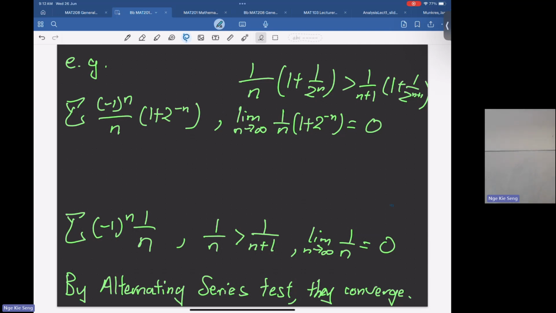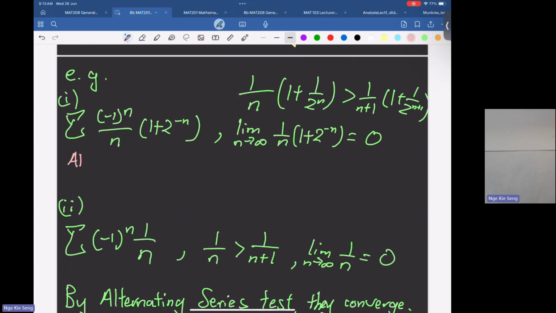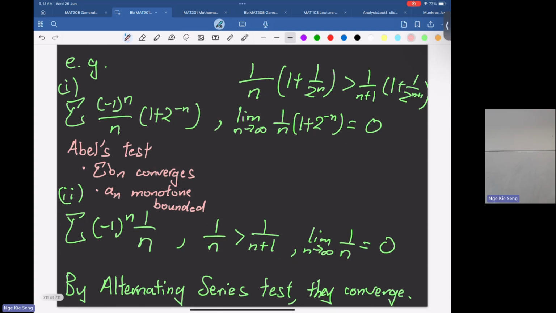Okay, so let's look at the first one. See if we can use Abel's test or not. For Abel's test, we require that the sum of B_n converges, and also A_n is monotone and bounded. Can we use Abel's test to check whether it converges or not? What is B_n? What is A_n here?